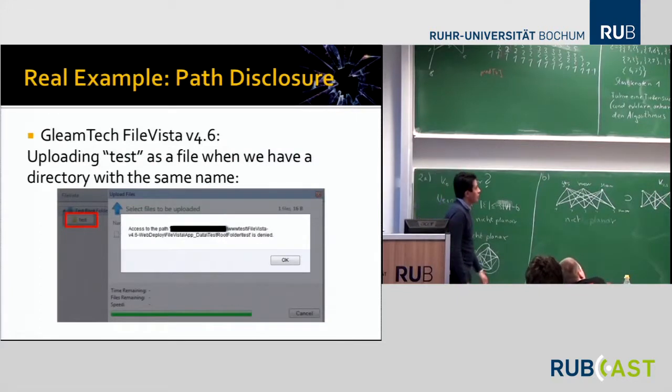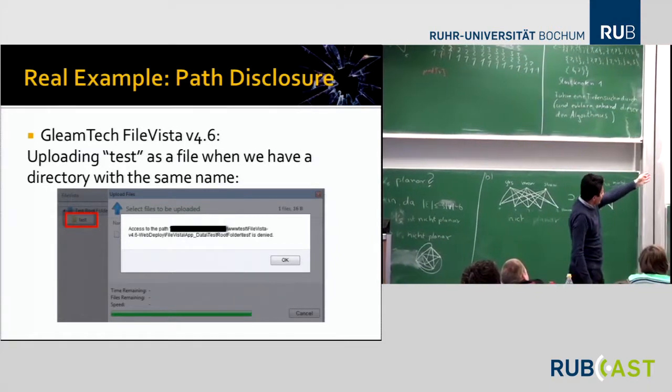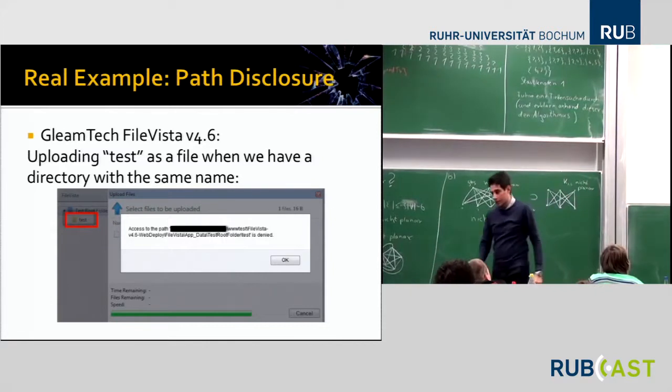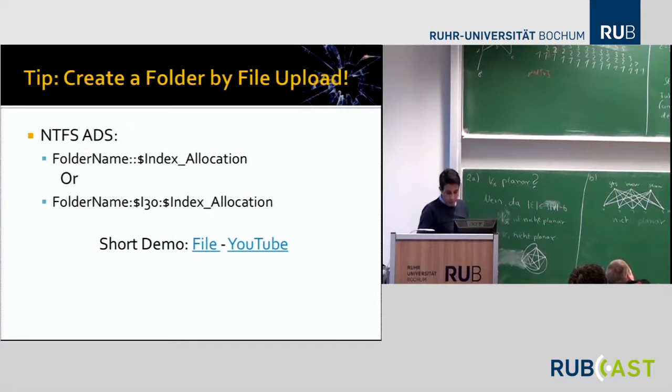This is a real example, Telerik/Vista version 4.6. I think it's the latest version. Uploading test as a file. As you can see, I have a test directory in that red square, and I'm actually uploading a file called test. And now it is saying access to the path, giving me the full path, is denied, which is not really a good thing to do. Because then I can, for example, find something and upload a shell, or do LFI or something like that. Actually, that was a .NET application, but just an idea.